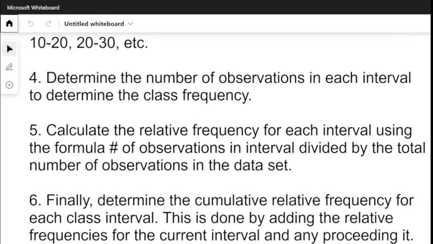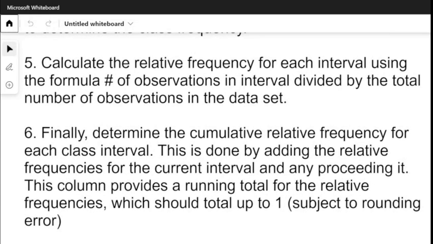The next thing you want to do is determine the number of observations in each interval to determine the class frequency. After that, you calculate the relative frequency for each interval using the formula: the number of observations in the interval divided by the total number of observations in the data set. Finally, you want to determine the cumulative relative frequency for each class interval. This is done by adding the relative frequencies for the current interval and any preceding it. This column provides a running total for the relative frequencies, which should total up to one, subject to rounding error.